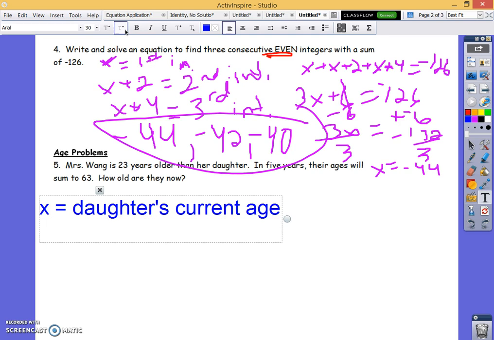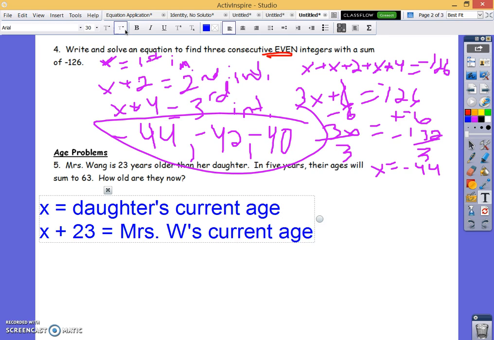Okay. And if Mrs. Wang is 23 years older, then x plus 23 is going to be Mrs. Wang's current age. Now, sometimes people get confused and want to say X and Y. We don't know at this point in time how to do that. We know just one variable. In 8th grade, you'll learn two, but for now, we need to define one variable in terms of another.